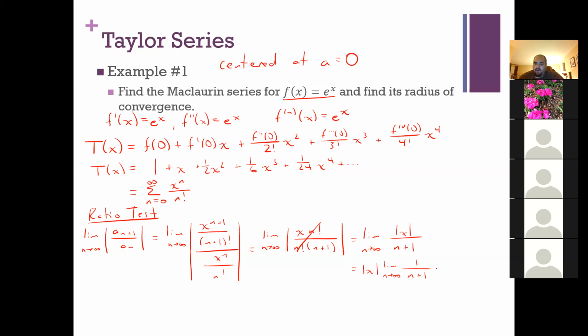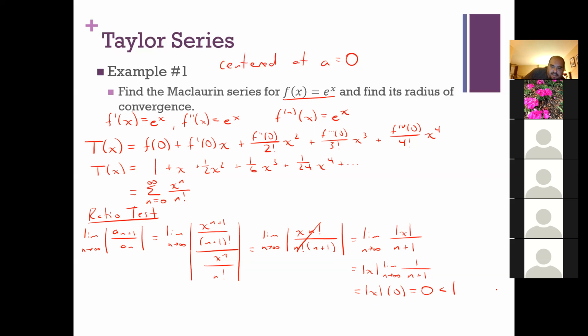What is this limit going to be? It's 1 over... take another look. 0? It's going to be 0 because as n gets very large, that denominator is going to grow unbounded. So basically, this is going to get smaller and smaller and smaller. So you get the absolute value of x times 0, which is equal to 0, which is less than 1 always.